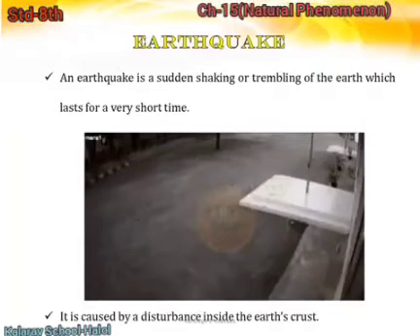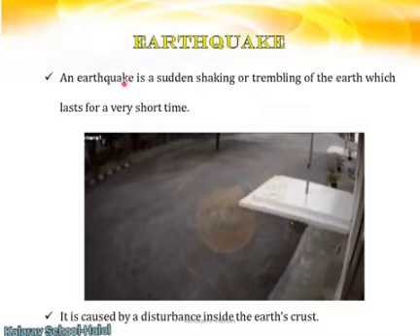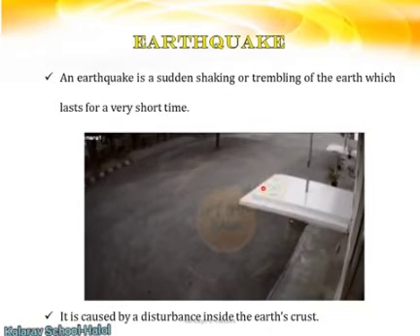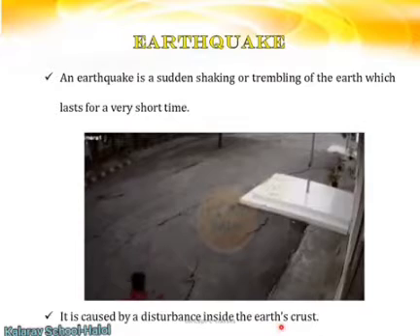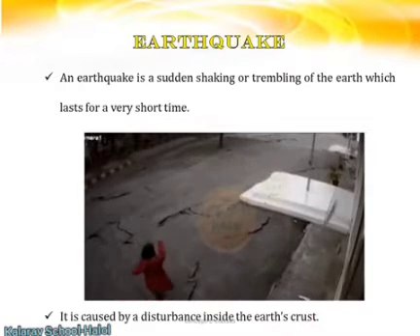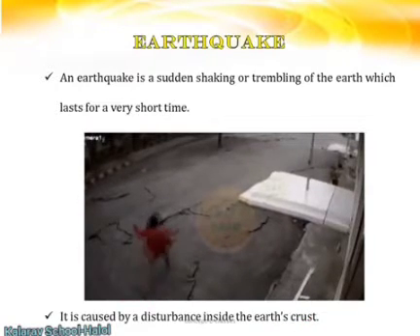Now let's study the next natural phenomenon, which is earthquake. Now what is an earthquake? An earthquake is a sudden shaking or trembling of the earth which lasts for a very short time. It is caused by a disturbance inside the earth's crust, and it's impossible to predict the occurrence of an earthquake.